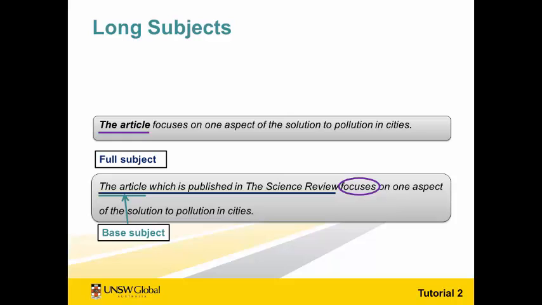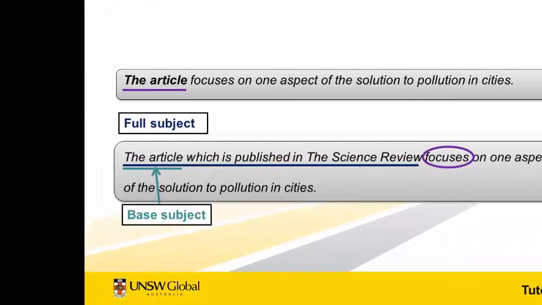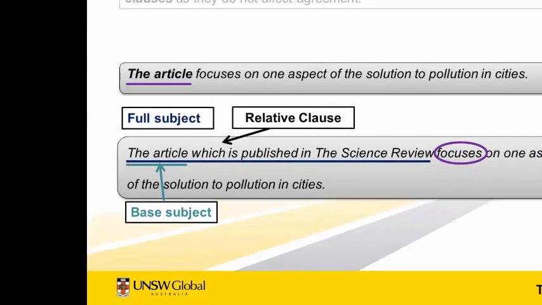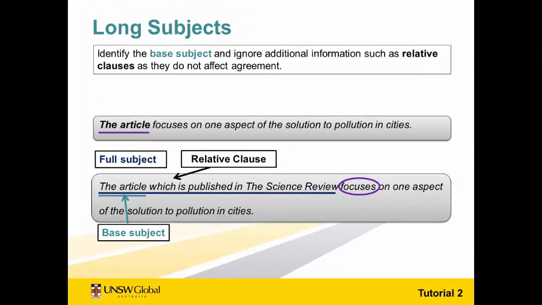Now, why is this? Well, if we look after the article, we will see something called a relative clause. Relative clauses usually begin with relative pronouns such as which, where, when, that. And the purpose of a relative clause is to give extra information. So our rule is that if you identify the base subject, you should ignore the additional information such as relative clauses, as they do not affect the agreement.